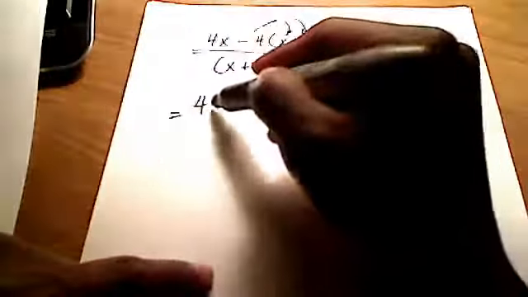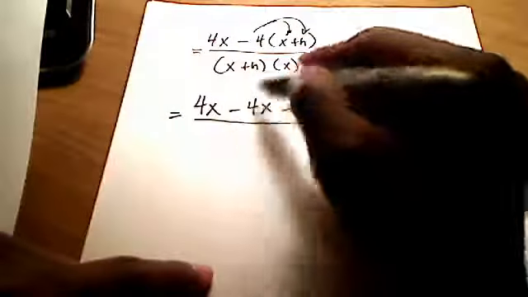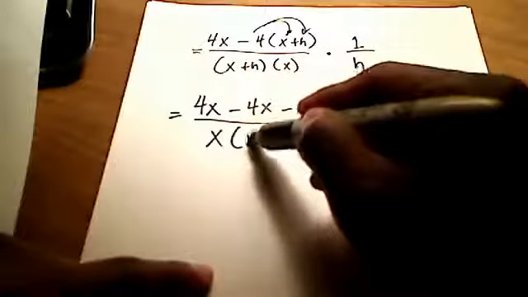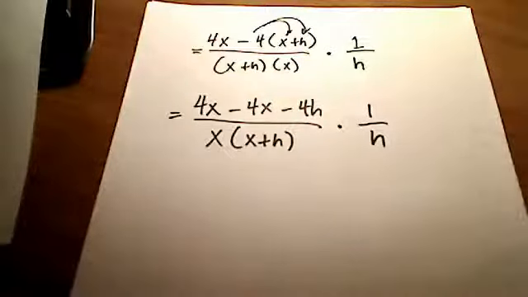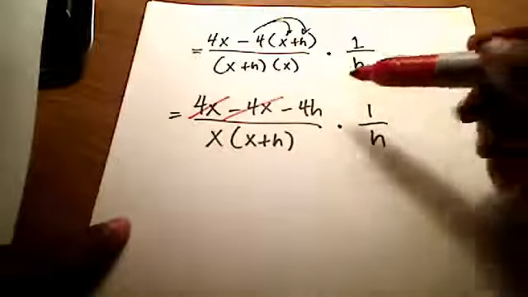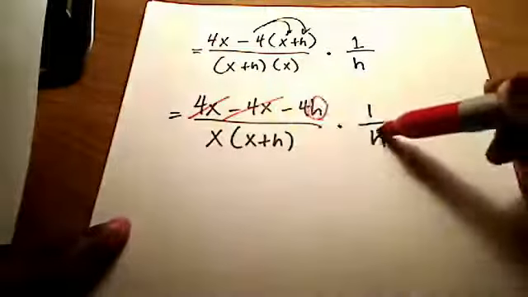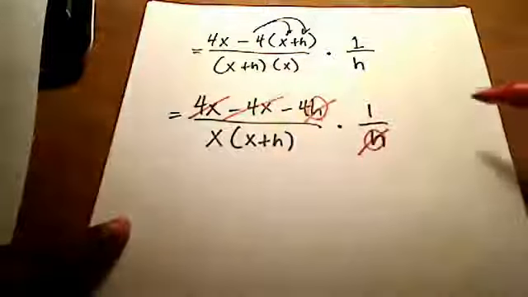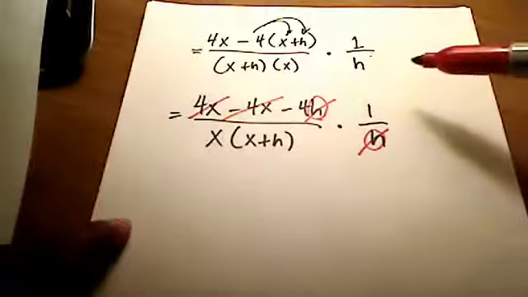This negative 4, so I've got 4x minus 4h all over these two things, x and x plus h, times 1 over h. And I hope you can see pretty easily that my 4x's cross each other out. 4x minus 4x, well, that's just 0. They're out of here. And this h right here that's all by itself on top, that's being multiplied by negative 4, and this h down here cross each other out, since rules for simplifying fractions apply here now.